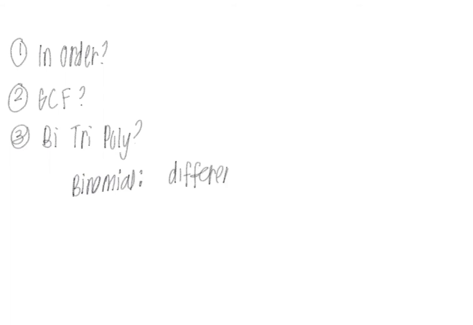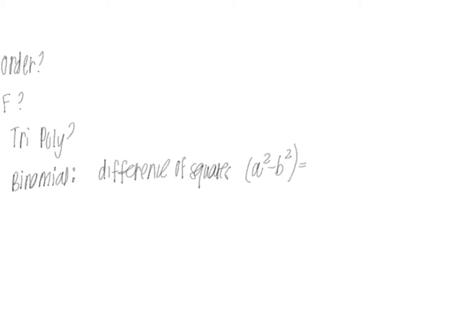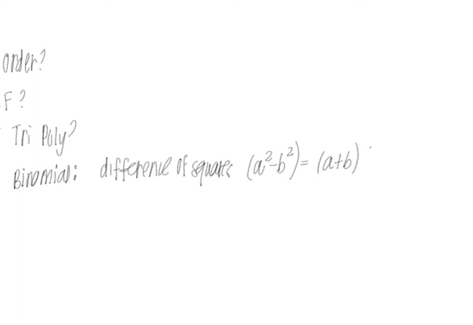GCF, we have to look and see if every single thing, always, has a GCF. From there, we want to say, do we have a binomial, trinomial, or a polynomial? Because if we have a binomial, there are 3 formulas: difference of squares, and that's if you have a squared minus b squared. It can factor into a plus b and a minus b.